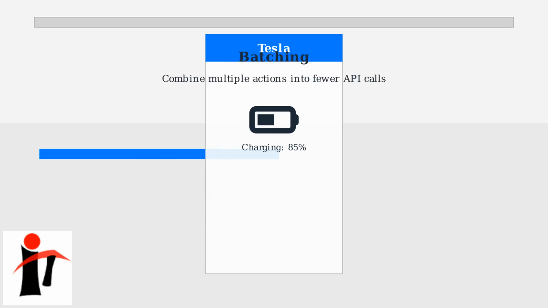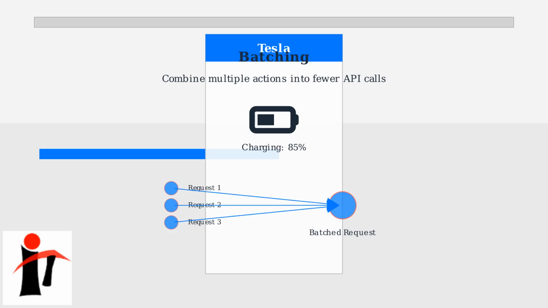The second solution is batching, where you combine multiple actions into fewer API calls. Instead of sending 3 separate requests to Tesla's servers, you can bundle them into one efficient call. Both caching and batching work together to reduce the frequency of requests to Tesla's servers, minimizing the chance of hitting rate limits and improving your app's performance.